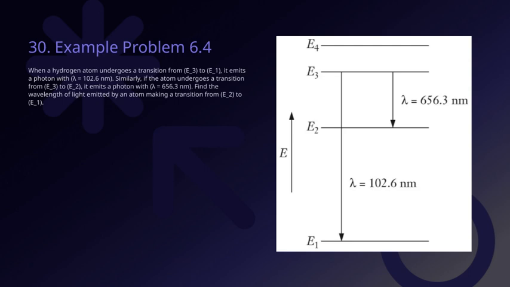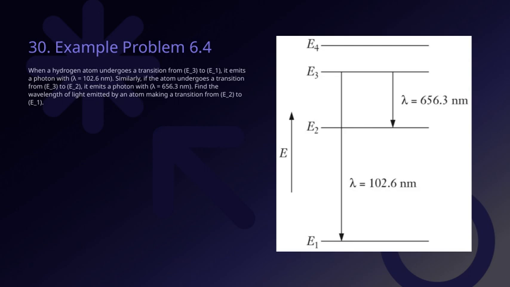Our goal here is to find the wavelength of the light emitted when the atom makes a transition from E2 to E1. Essentially, we're looking at the difference in energy between these two levels and figuring out the corresponding wavelength. Remember, the energy of a photon is related to its wavelength by the equation E equals hc over lambda, where h is Planck's constant, c is the speed of light, and lambda is the wavelength.